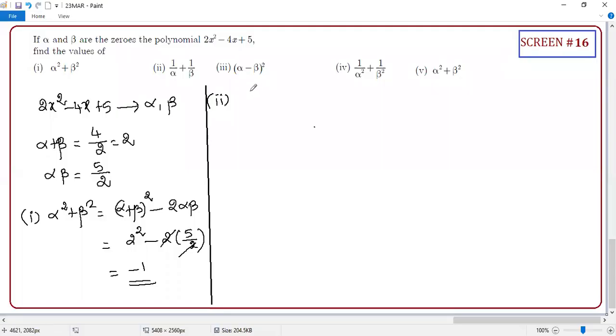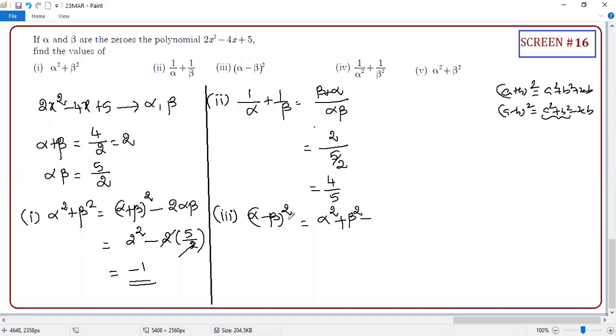Second question. 1 by alpha plus 1 by beta. What is the answer? It is beta plus alpha over alpha beta. Wow, we are getting it immediately. Beta plus alpha is 2, and alpha beta is 5 by 2, so 2 will go that side. So it is 4 by 5. Correct or not? Done. Any question from anyone?